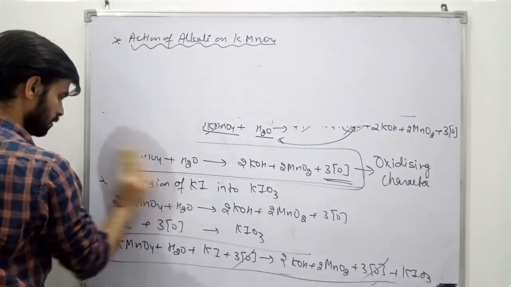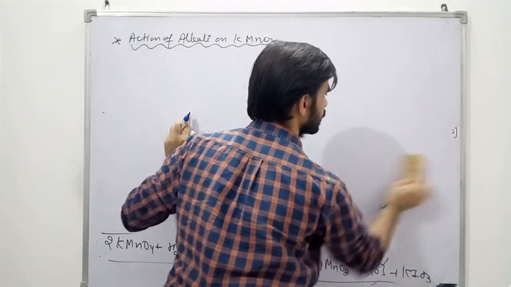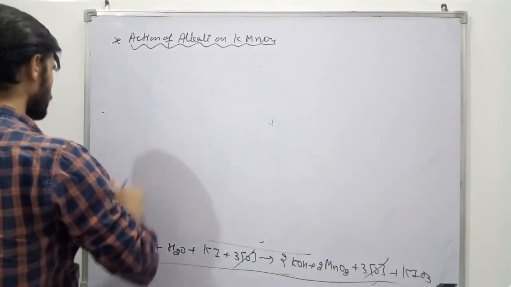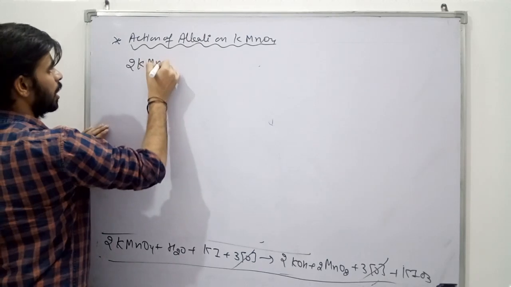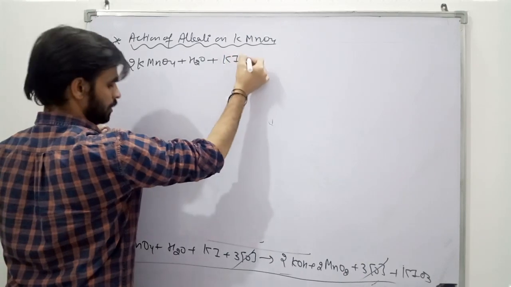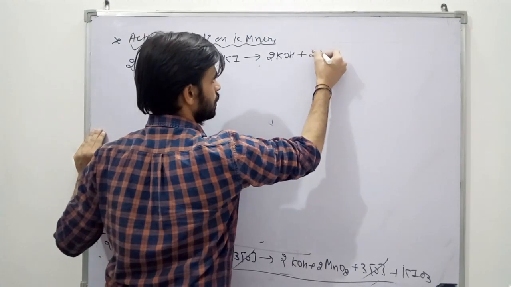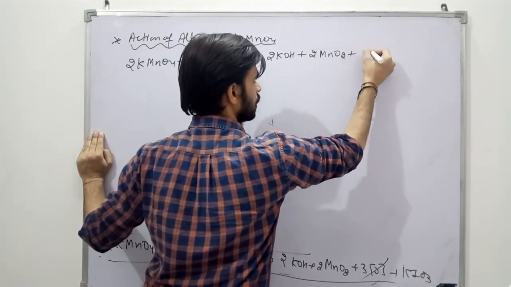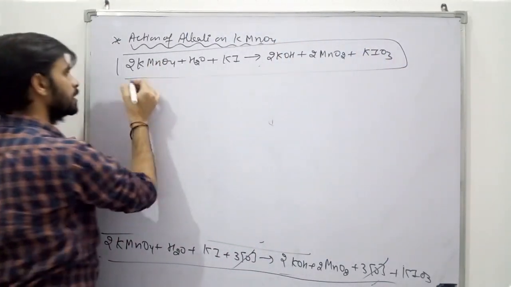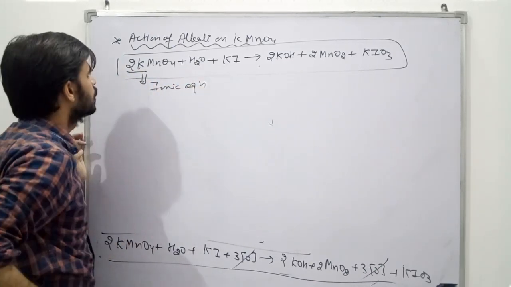Now again, conversion of molecular equation into the ionic equation. As we have 2KMnO4 plus H2O plus KI, it converts into 2KOH plus 2 manganese oxide plus potassium iodate. This is your molecular equation. Convert it into the ionic equation. Again, neglect potassium.